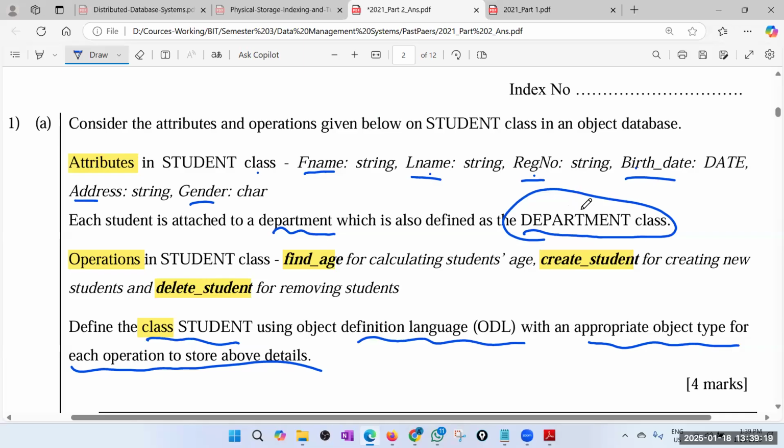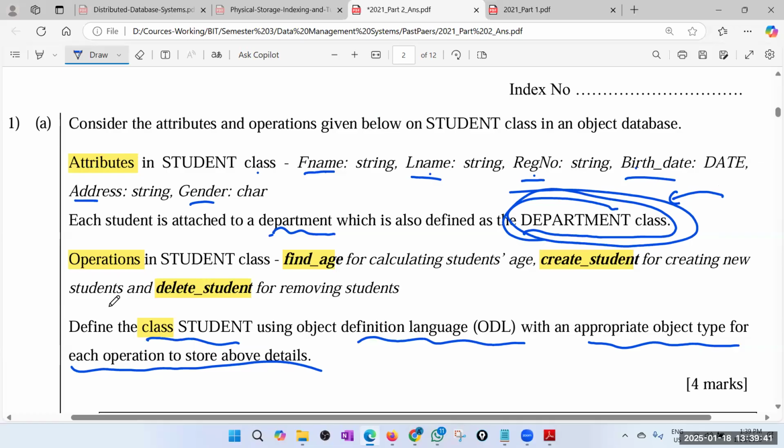So do we have department ID here? No department ID, but then how do you connect to the department class? Association. But department ID is not there. So I don't know whether we must worry about the association there. But they have mentioned the association, maybe for the latter question.